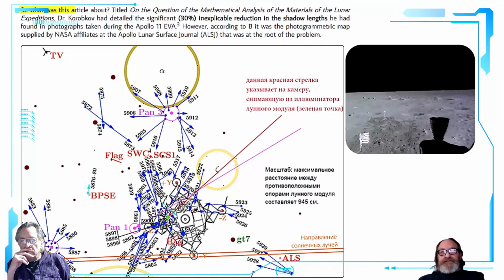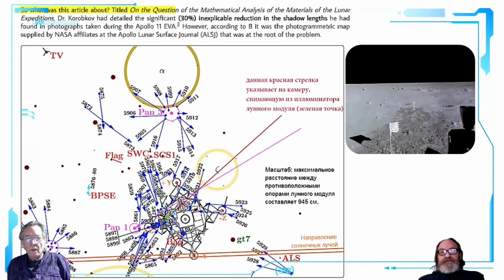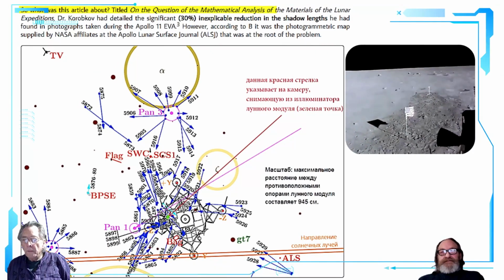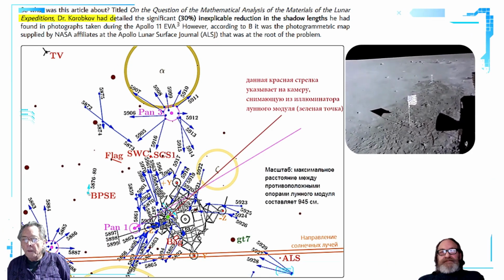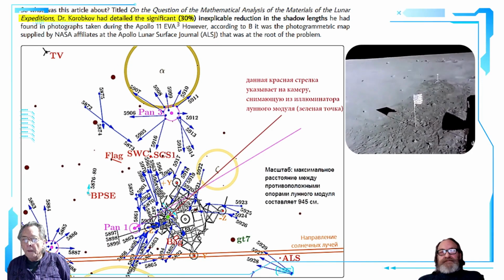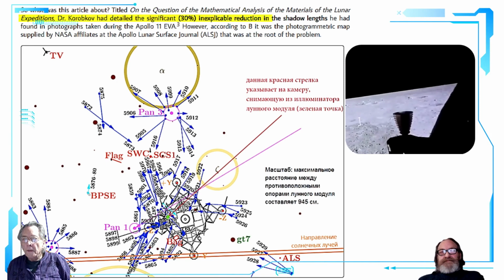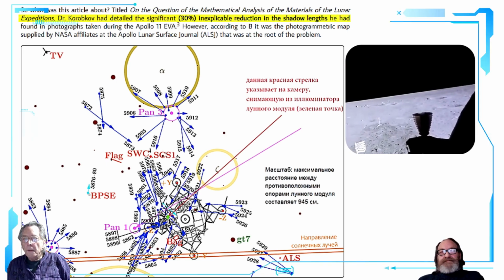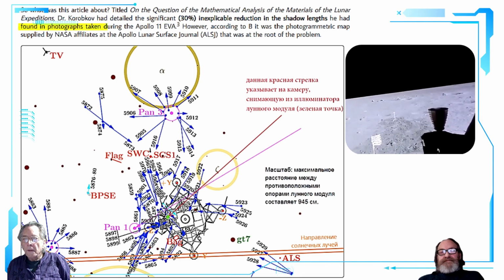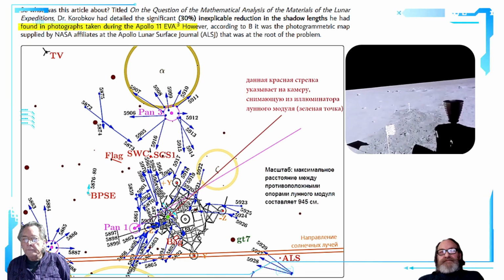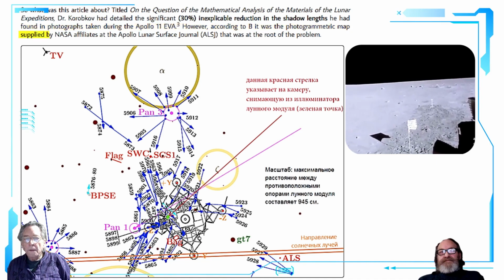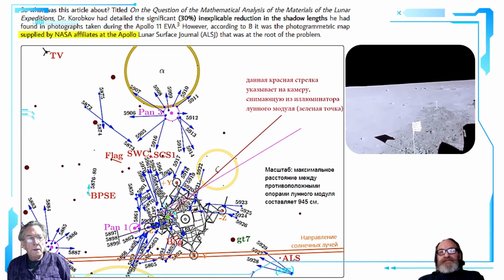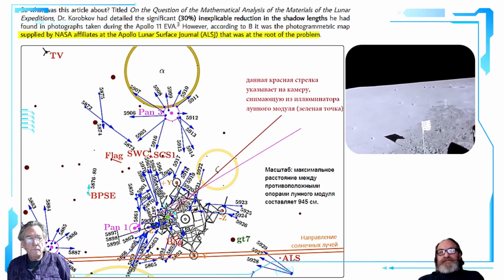So what was this article about? Titled, "On the Question of the Mathematical Analysis and the Materials of the Lunar Expeditions," Dr. Kolobkov had detailed the significant 30% inexplicable reduction in the shadow lengths he had found in the photographs taken during the Apollo 11 EVA. However, according to B, it was the photogrammetric map supplied by NASA's affiliates at the Apollo Lunar Surface Journal that was at the root of the problem.